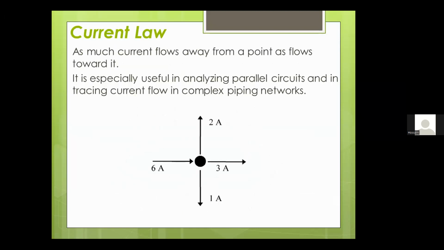For the current law, as much current flows away from a point as flows toward it. We will use this in parallel circuits and in tracing current flow in a complex piping network. 6 ampere inlet and also 6 ampere output.